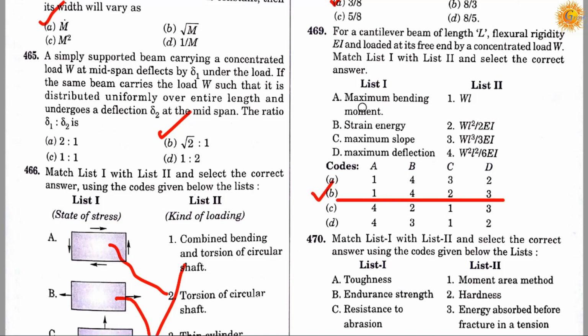According to this answer, for the list first, the maximum bending moment will be WL. For the second, strain energy, the answer will be W square L square divided by 6 EI. For maximum slope, for the C, the correct answer will be 2, this one, WL square divided by 2 EI. And for the last, maximum deflection, it will be answer number 3, WL cube divided by 3 EI.